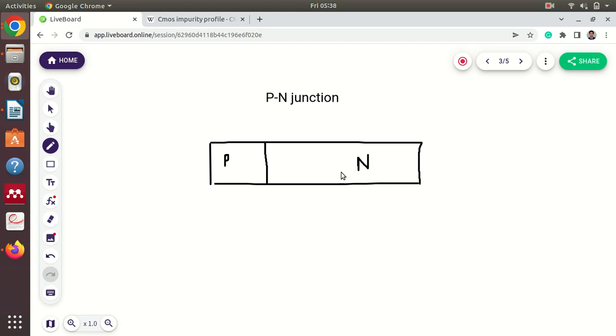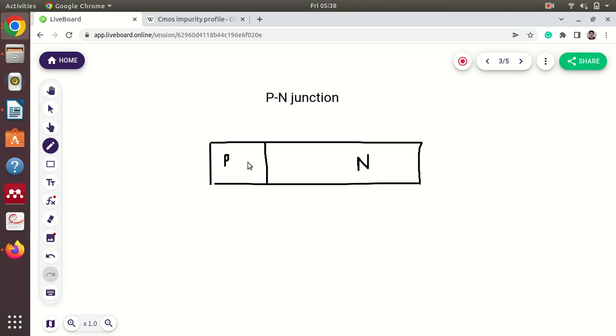here we have doped the pentavalent impurities, so there is one extra electron in each atom. So this will give us the charge carrier as electrons, and this side where we have doped the trivalent impurities will give us the charge carrier as holes. A hole is nothing but the absence of an electron.